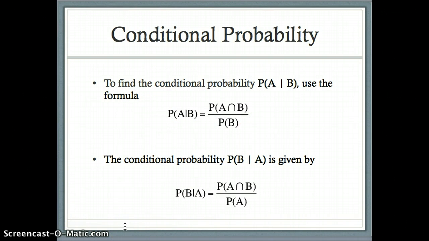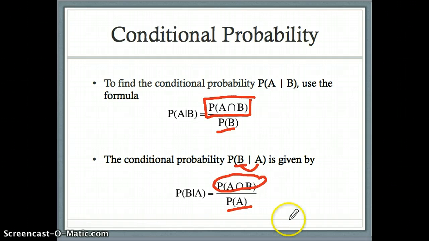Okay, so to find the conditional probability of an event A occurring after event B has already occurred, you can use the probability of A and B over the probability that B happened. And then it would just switch roles. So if you're looking for the probability of B given that A already occurred, it's still the probability of A and B, but this time it's over the probability of A.